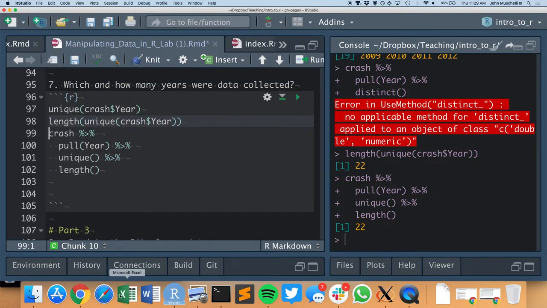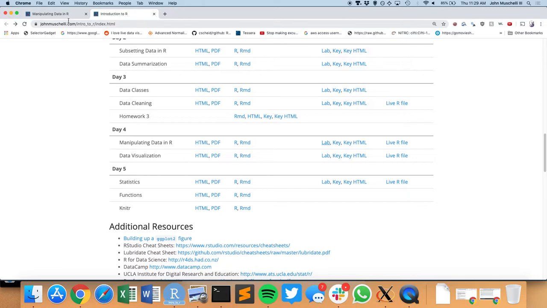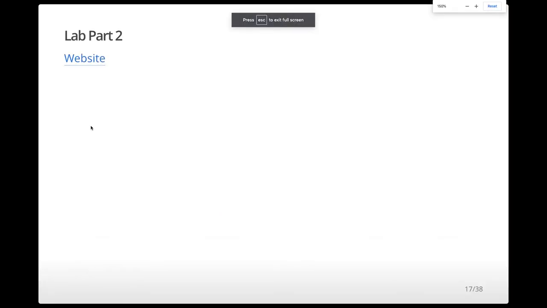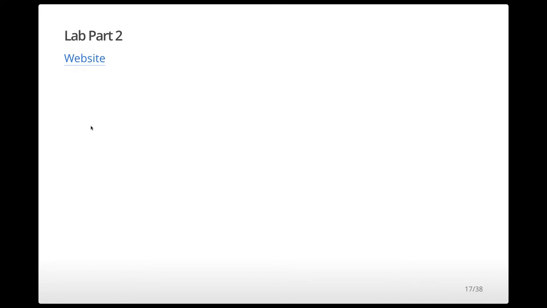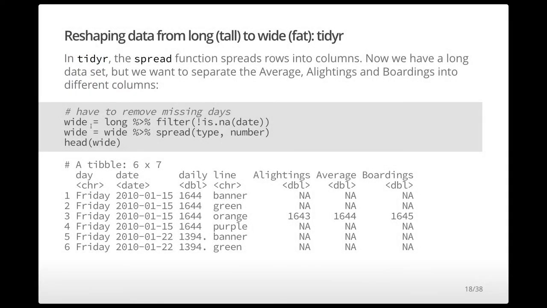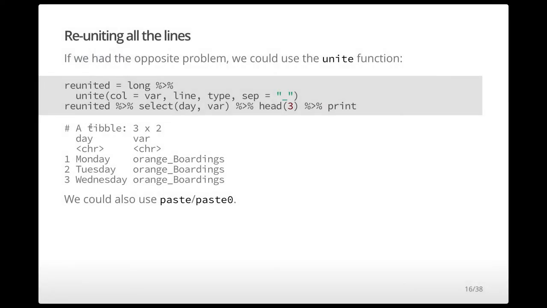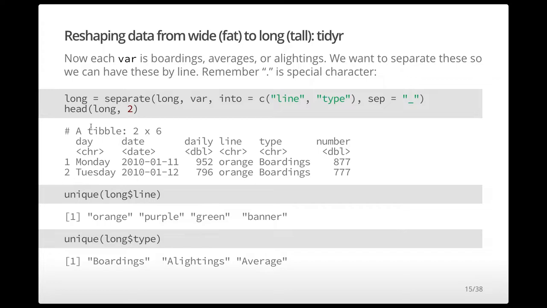Okay? So now we finally got our data set the way we want it. We have the data set where we have different lines, different people getting on. So let's go back really quick to refresh. I don't want any of that stuff. I want this. So long is now separated. We have a column for the line and a column for the type.